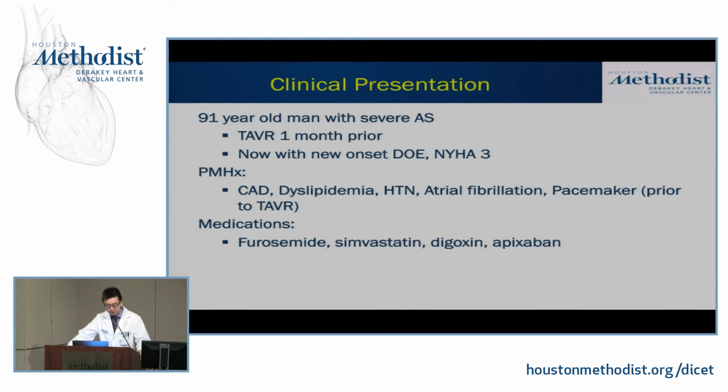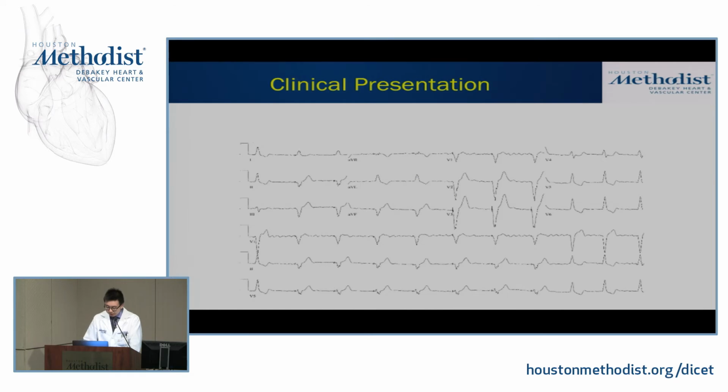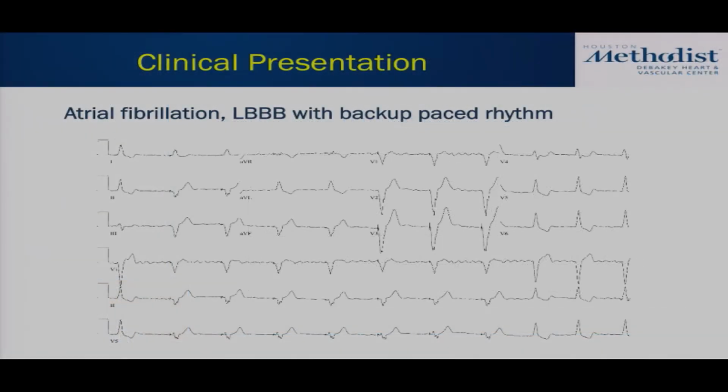His past medical history is significant for coronary artery disease, dyslipidemia, hypertension, atrial fibrillation, and a pacemaker that was implanted prior to the TAVR. His medications are furosemide, simvastatin, digoxin, and apixaban. On physical exam, he's slightly hypertensive at 154/64, but all of his other vitals are within normal limits. He is euvolemic. There's no jugular venous distension, ascites, or peripheral edema on exam. On lung exam, there were decreased breath sounds at the bases, and on cardiac auscultation, there was a 2 out of 4 diastolic murmur. His EKG showed rate-controlled atrial fibrillation, a left bundle branch block with backup paced rhythm.